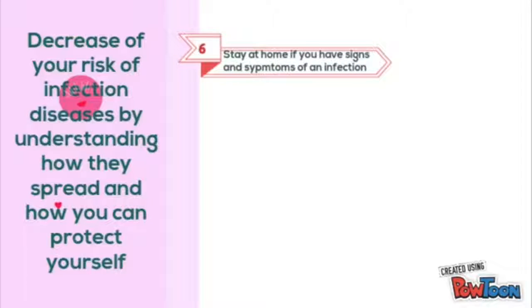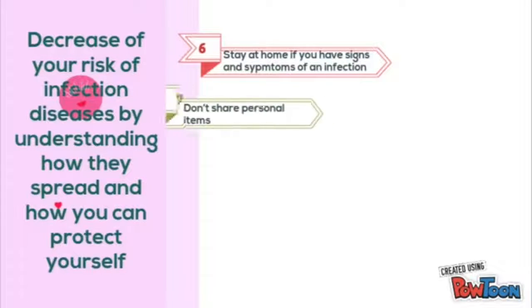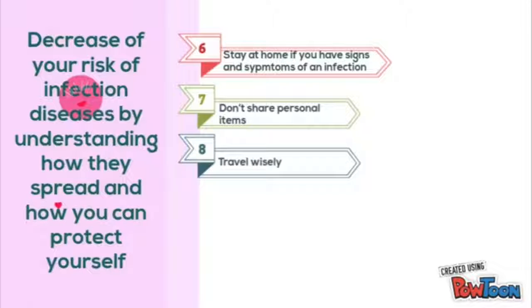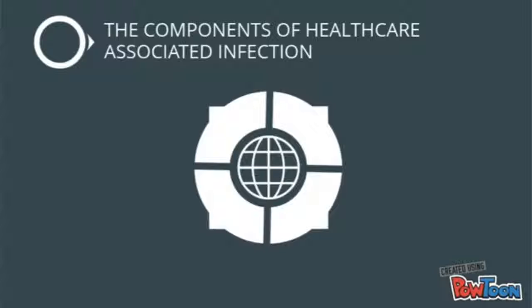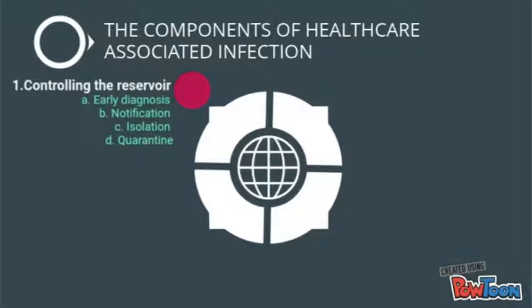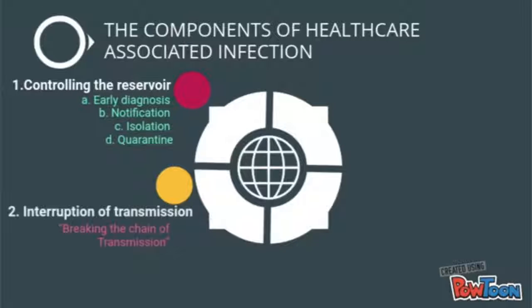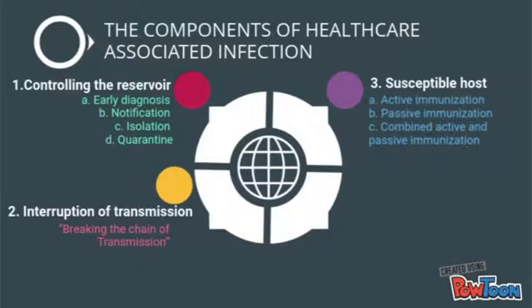Stay at home if you have signs and symptoms of an infection, don't share personal items, travel wisely, and keep your pets healthy. The components of healthcare-associated infection control are, first, controlling the reservoir: early diagnosis, notification, isolation, and also quarantine. Second is interruption of transmission, that is, breaking the chain of transmission. Third is susceptible hosts: active immunization, passive immunization, and combined active and passive immunization.